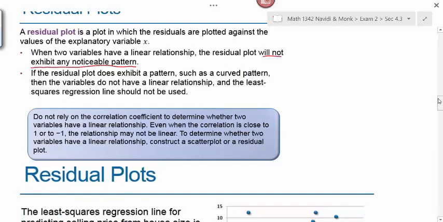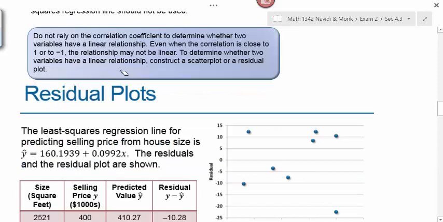If the residual plot does exhibit a pattern, such as a curved pattern, then the variables do not have a linear relationship and the least squares regression line should not be used. Do not rely on the correlation coefficient, remember, the variable r, to determine whether two variables have a linear relationship, even when the correlation is close to 1 or -1. That r just measures the strength of the linear relationship, assuming that there is one.